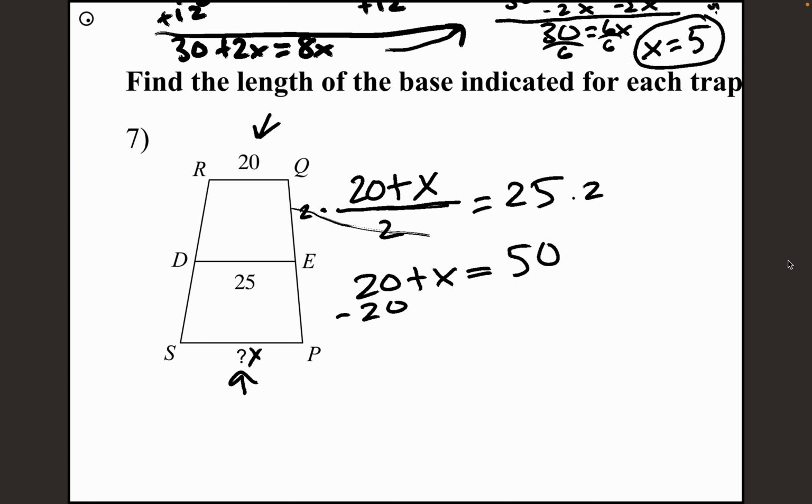Subtract my 20. x equals 30. Perfect, and there is my value of the bottom side.